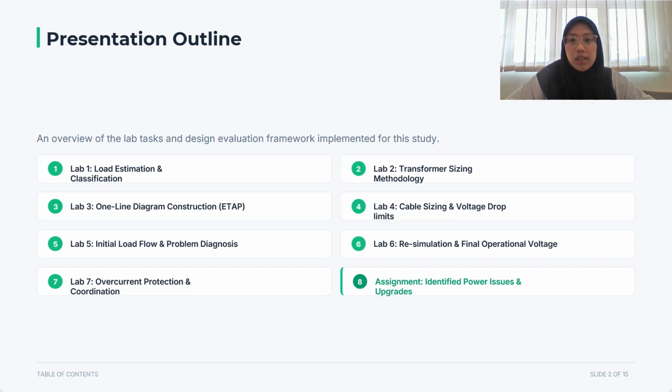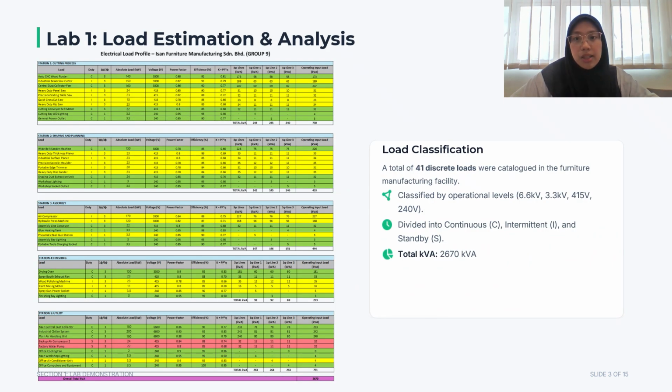Here is our presentation outline. We will cover 7 laboratory sessions followed by the assignment issues, proposed solution and conclusion. The labs progress from basic load estimation to advanced power system simulation using ETAP software. Each lab builds upon the previous one, giving us a comprehensive understanding of power system analysis. Let us begin with the first lab.